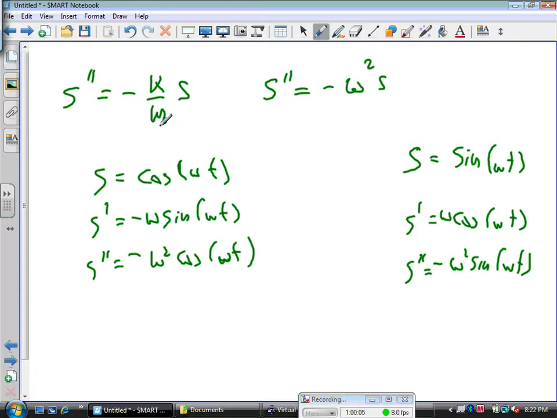So instead of writing it as k over m, I don't care that it's k over m, I care that it's some kind of constant. Okay, I'm not going to worry about this. I'm going to solve equations like this way.